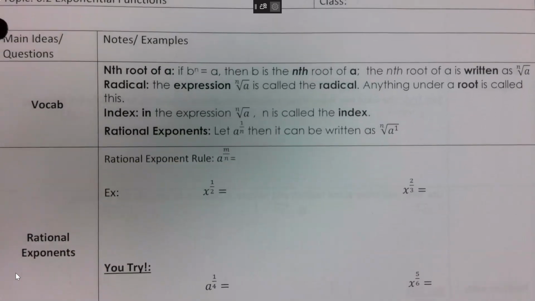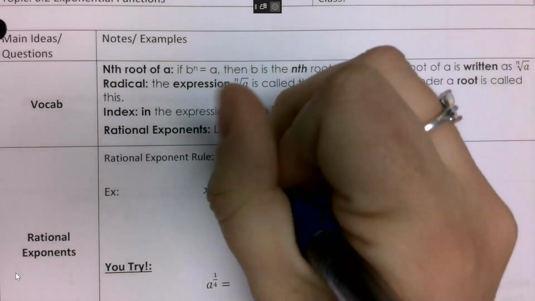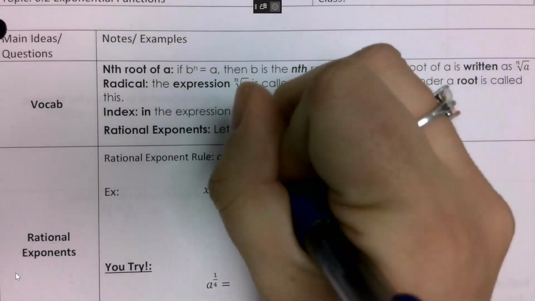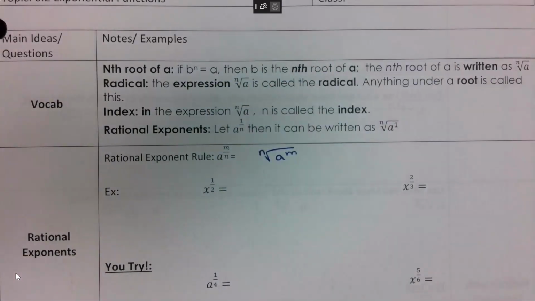So my rational exponent rule is if I have a to the m over n, then I can rewrite it as the nth root of a to the m power. So these ones are just rewriting.